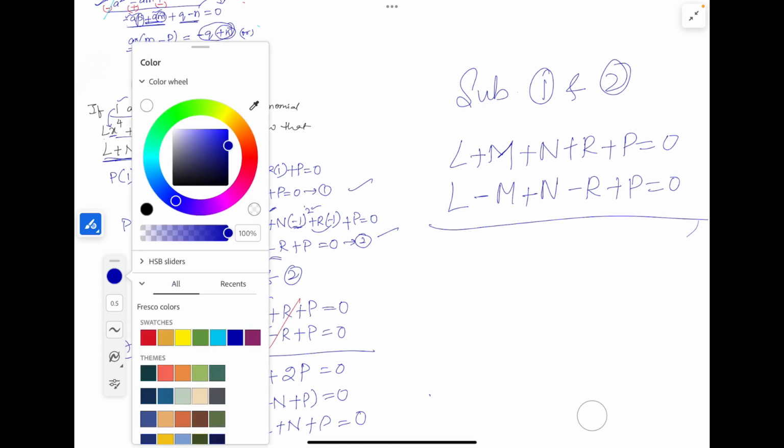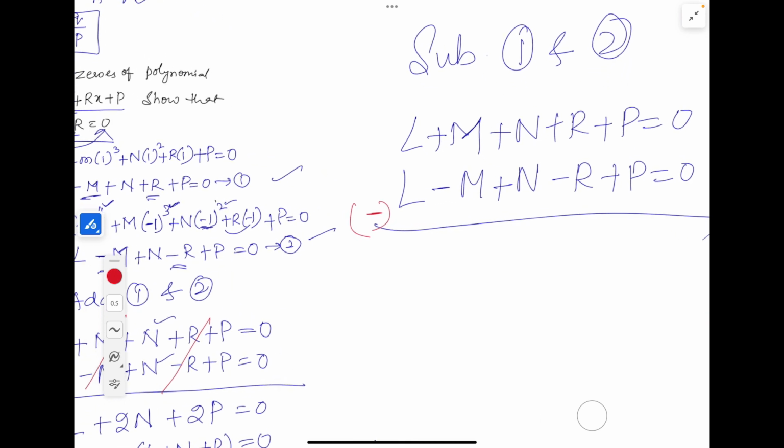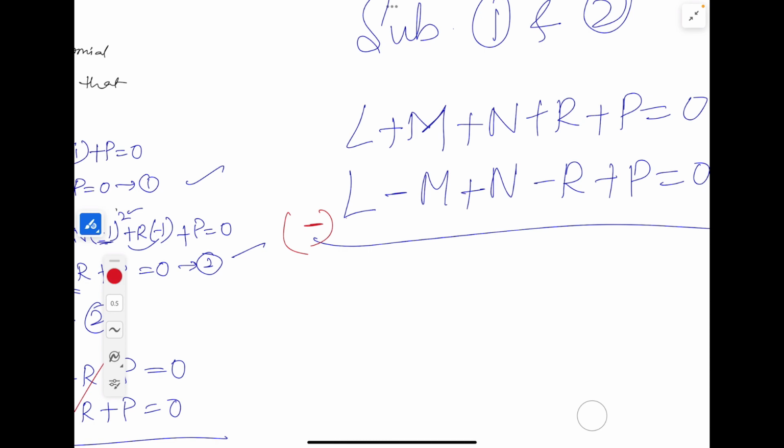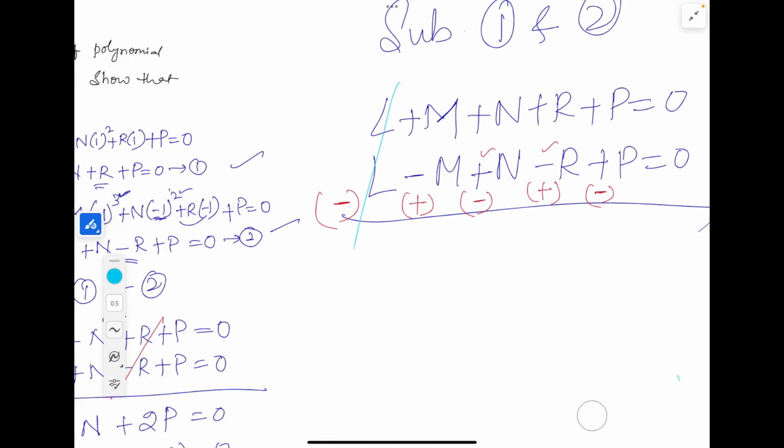Children, whenever we subtract, what happens? The signs of the second equation will change. This is plus L, so it will become minus L. Minus sign will become plus. This is plus, hence it will become minus. This is minus, it will become plus. This is plus, it will become minus. L will get cancelled. Plus n minus n will get cancelled. Plus p minus p will get cancelled. So what are we left with?